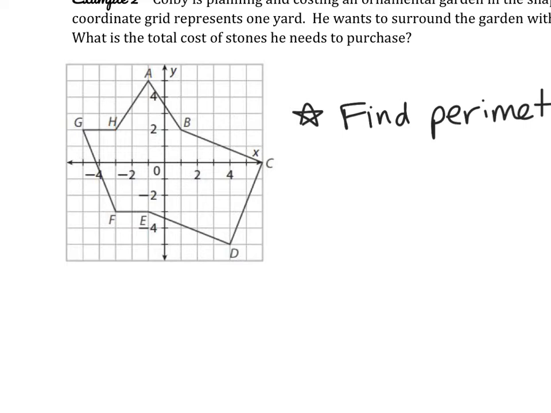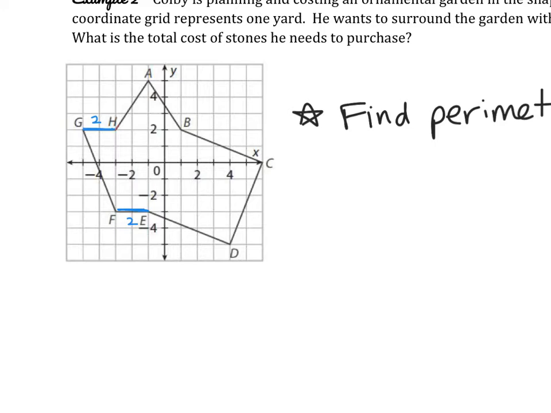So here, any place where you see a horizontal or vertical line, those are nice sides because we can actually just count them. So we know, for example, that both of these have a length of 2. But anything that is not perfectly horizontal or vertical, we are going to need to find that length either using the distance formula, or since we've been doing distance formula a lot, we can also use the Pythagorean Theorem.